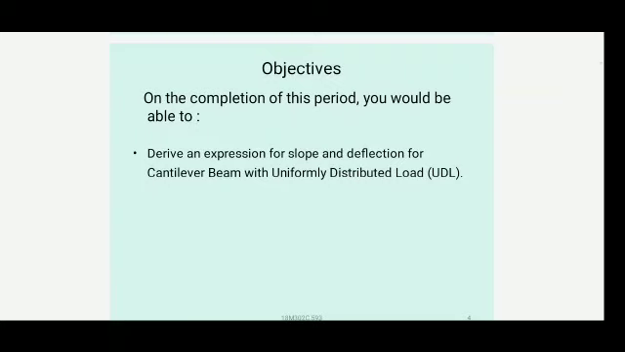Objective: on the completion of this period, you would be able to derive an expression for slope and deflection for a cantilever beam with uniformly distributed load.